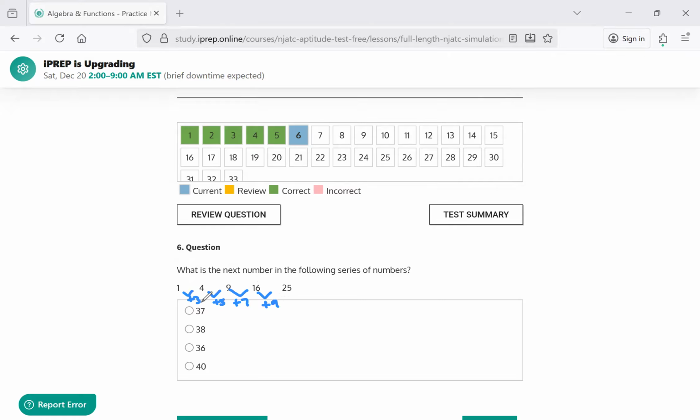But what is the pattern? 3, 5. Oh, this one's not too bad. It looks like you're adding 2 for each difference, right? From 3 to 5, you add 2. From 5 to 7, you add 2. From 7 to 9, you add 2. So the next number is 9 plus 2, which is 11. So it's going to be the last number plus 11, which is 36.